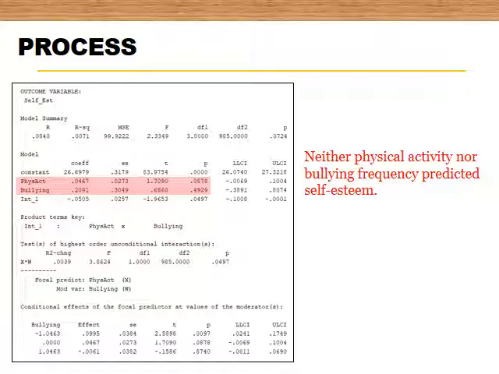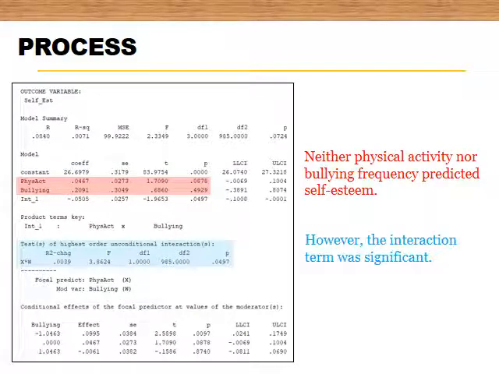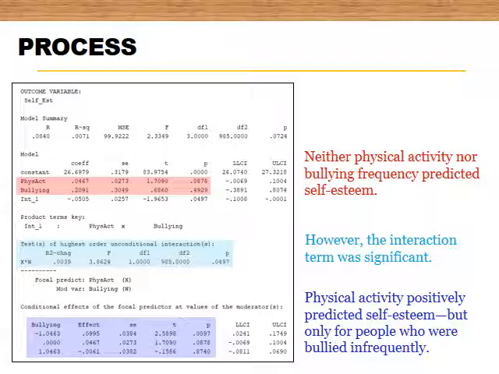There was neither a main effect of physical activity nor a main effect of bullying. Neither of those variables on their own predicted self-esteem. However, we did find a significant interaction such that the relationship between physical activity and self-esteem somehow depended on bullying. Our p-value here is just barely below 0.05. So to make sense of this, we have to perform a simple slopes analysis.